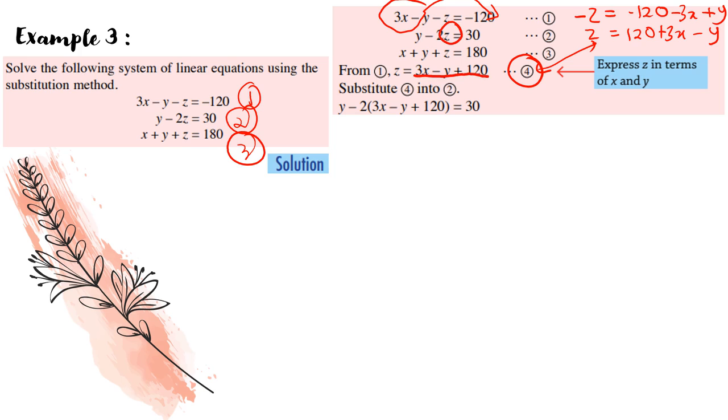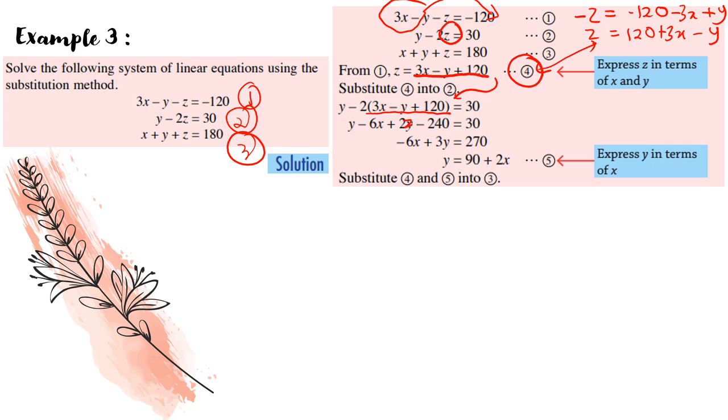So y minus 2z, where z from equation number 1, is equal to 30. So substitute this one into this one. So y minus 2 in bracket is equal to 30. So expand this one. It will become y minus 6x plus 2y minus 240 is equal to 30. And then you express y in terms of x. So now you only have variables y and x left. Okay, this is equation number 5.